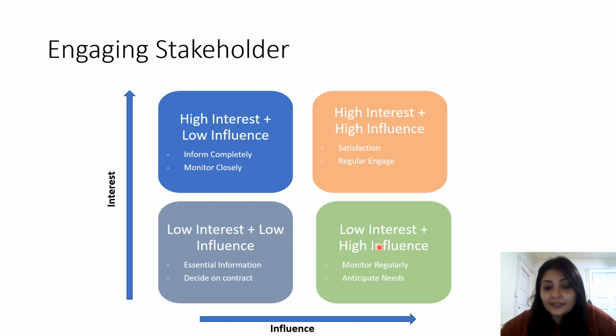And the last thing is the low interest and high influence stakeholders. In that scenario, you have to monitor them regularly and anticipate their needs. This is one of the toughest stakeholders to manage because they have very high influence on your project, but they are not showing any interest. So you have to anticipate the needs of stakeholders, and based on that, engage them continuously.